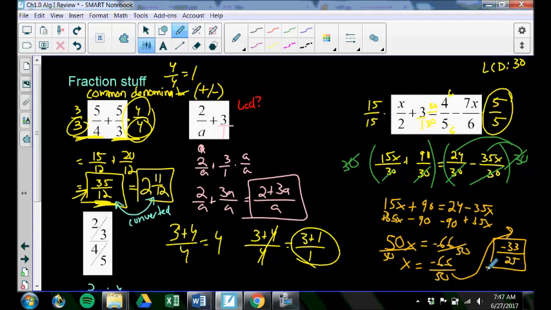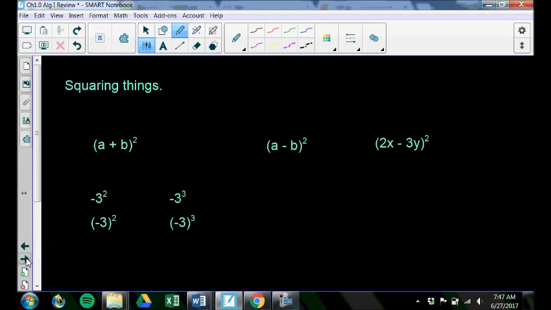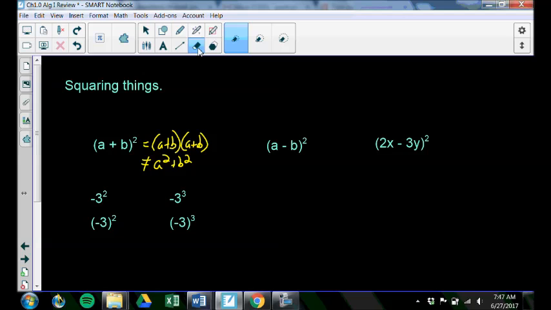There's our fraction review. Finally, probably the most common mistakes made in algebra come from squaring things. To square something means you multiply it by itself. So a plus b squared is really a plus b times a plus b. This is not, oh my gosh, it is not a squared plus b squared. Not at all. Don't ever do that. But you're going to, because it's the most common mistake in algebra, in my opinion, at least top two.